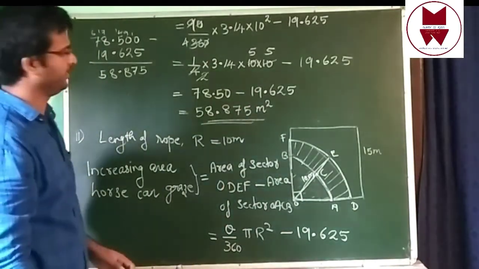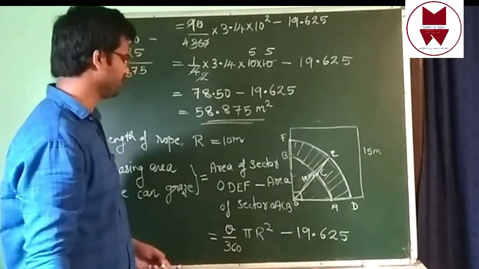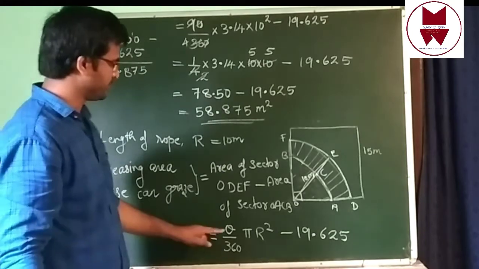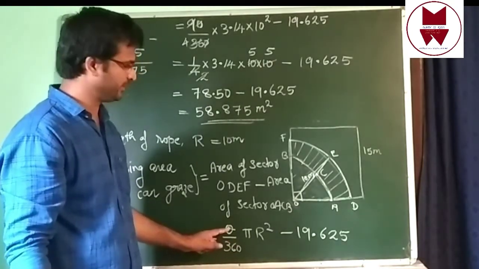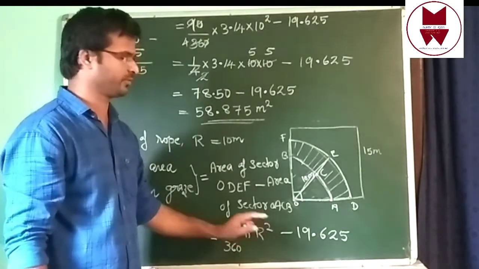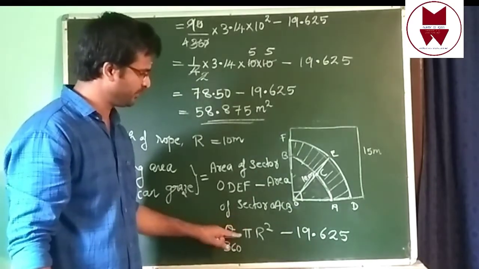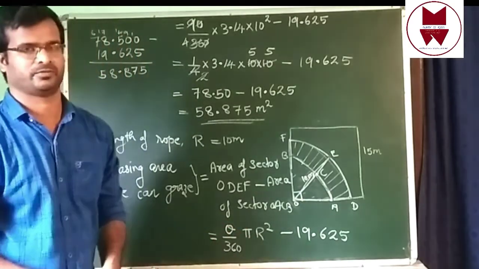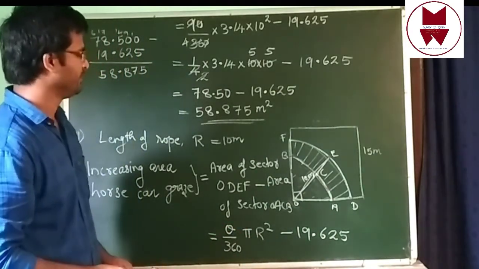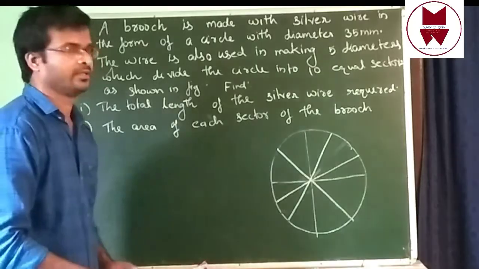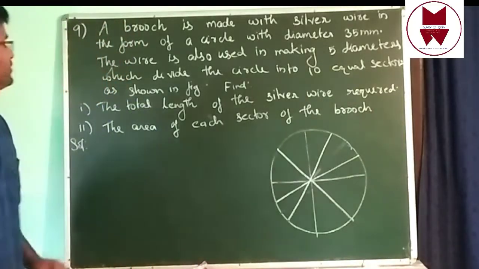That is the increasing area for the horse to graze. Only one thing, you have to study this formula, area of sector equals theta by 360 into pi r square. Then remember, keep in mind, pi is 3.14, already given in the question. That is our answer. Now we can do question number 9.